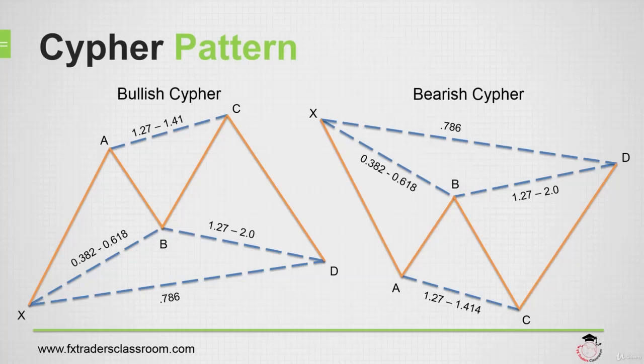So we're going to use X to C, and we're going to use the 786 retracement of the X to C, and then we're also going to look for the 127 to the 2.0 of the A to B. Okay, so we're going to look for the extension from A to B of a 127 to a 2.0. Just remember the main thing that sets up our D point here is the 786 of the X to C. The 127 to 2.0, that's a very good thing if we can get it right there.